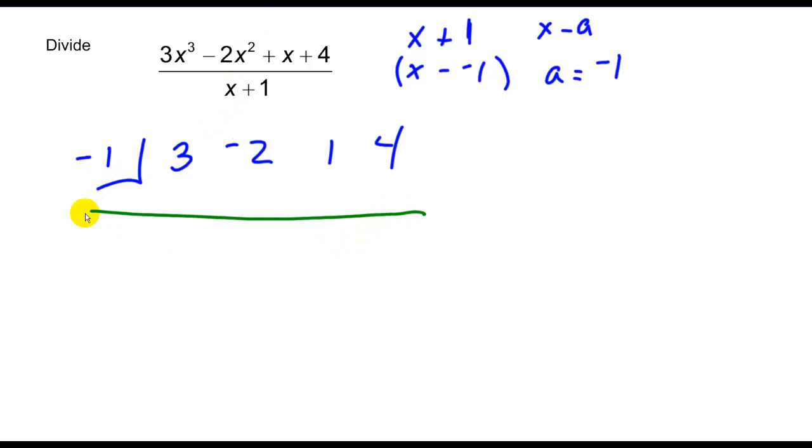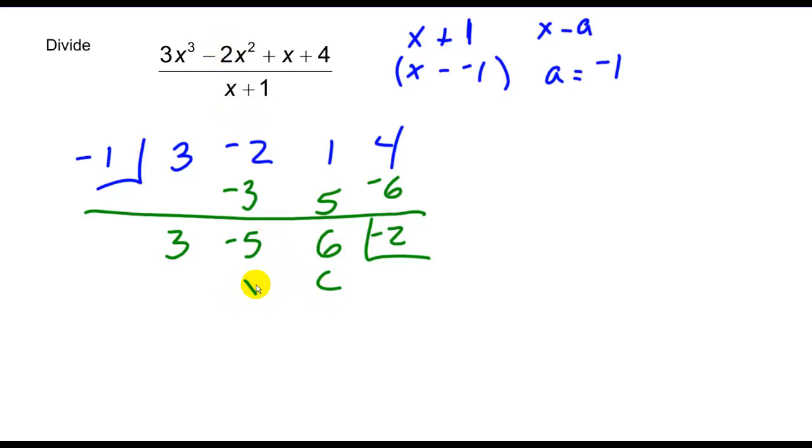We bring down that first term, and now we multiply, get a negative 3, add, get a negative 5, repeat the process, 5, add, get 6, multiply, get negative 6, and negative 2. Therefore, we have a remainder in this case. X plus 1 is not a factor. This is my constant term, my x to the first and my x to the second. So my solution is 3x squared minus 5x plus 6 plus negative 2 over x plus 1.